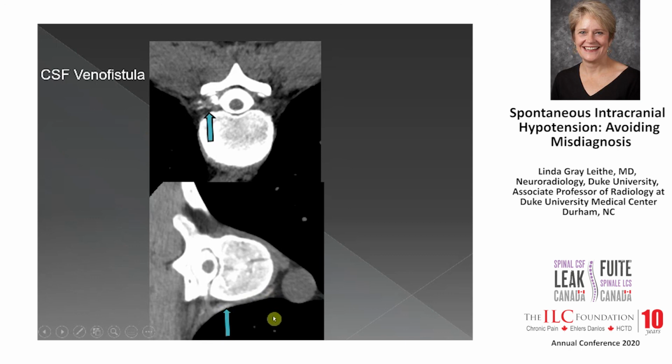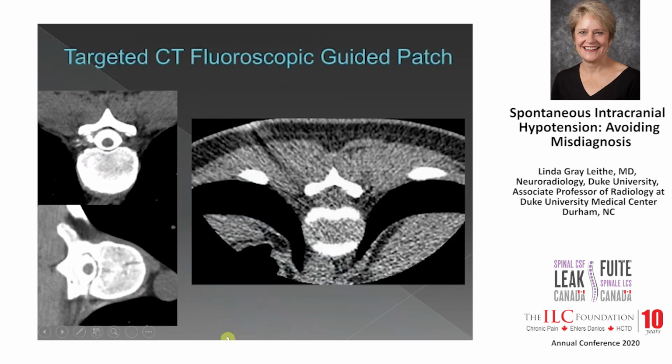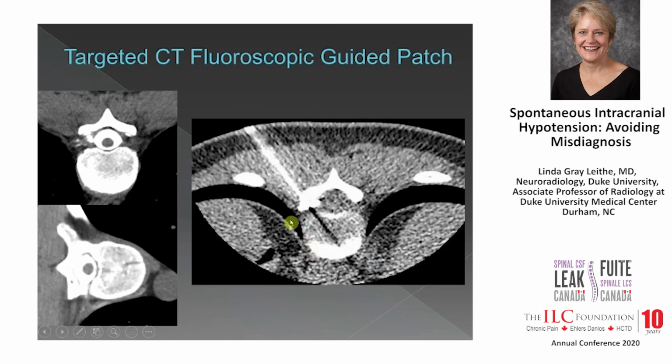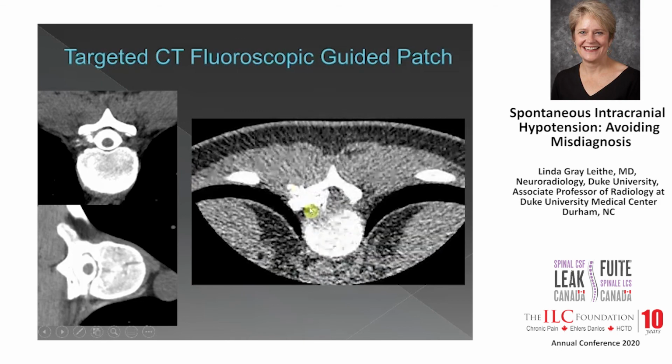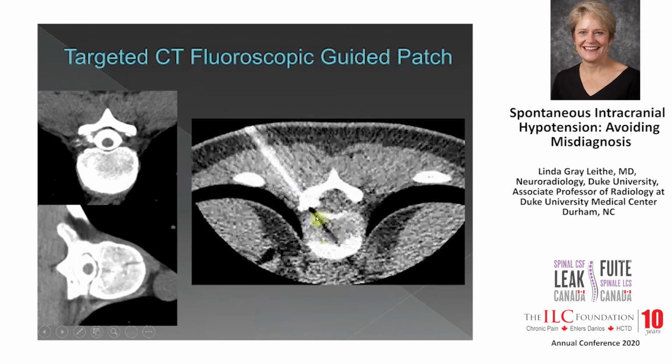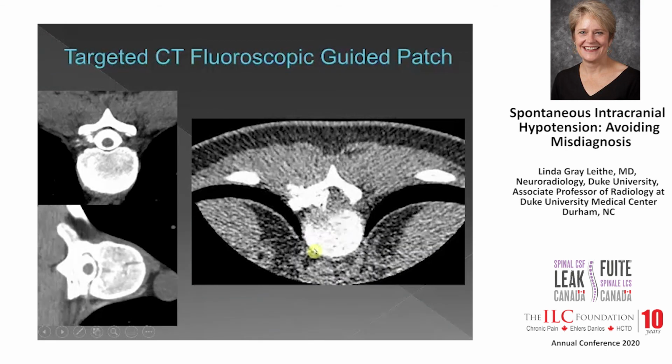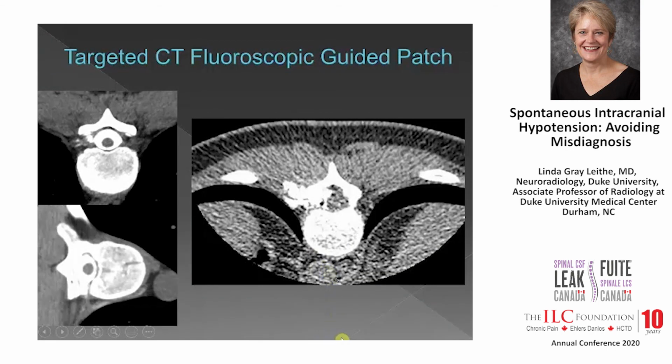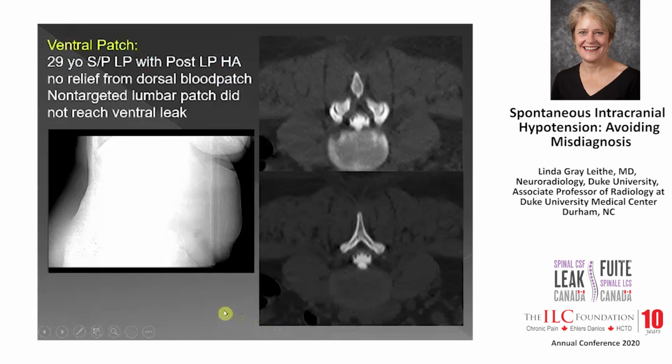The way we treat these patients is we do targeted CT fluoroscopic guided patching, and I'm just going to show you how this works. We put a needle, in this case, down to that transforaminal region, inject contrast first, and then follow that with fibrin glue adjacent to the dura, and then back that up with a little bit of blood. I think you may need the platelets in the blood in order to actually get a really good patch.